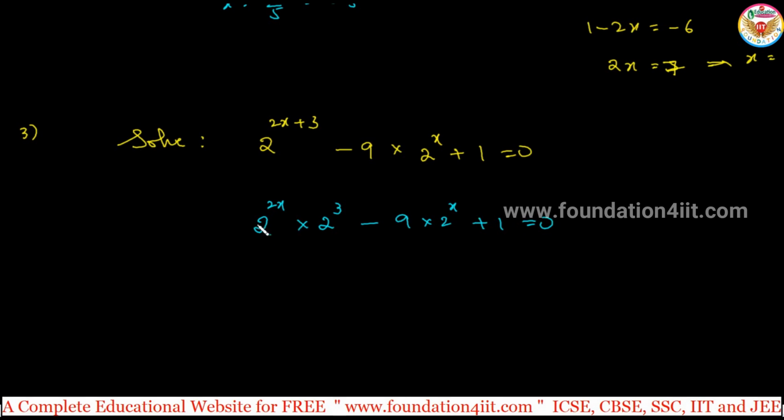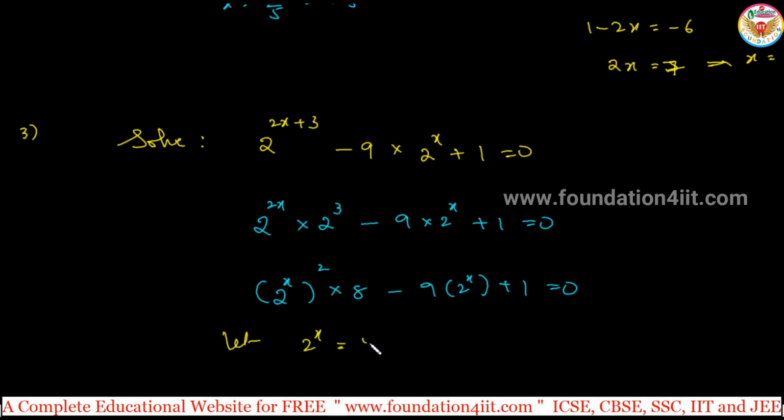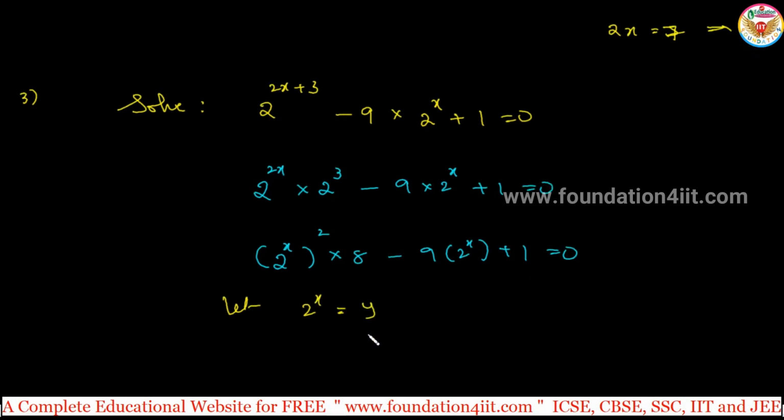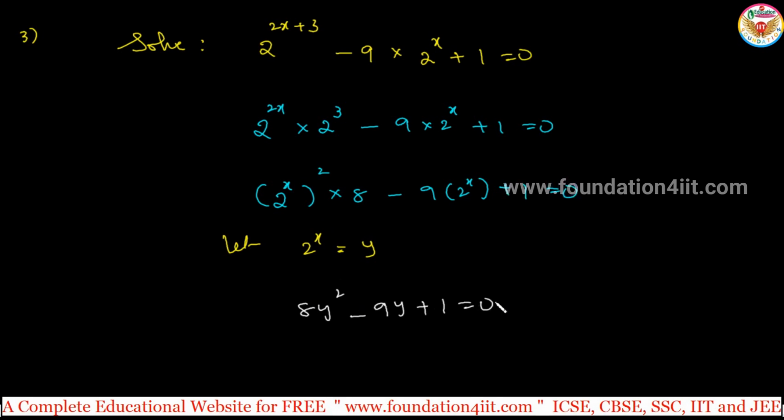And 2 power 2x we can write as 2 power x whole square into 2 cube, which is 8, minus 9 into 2 power x plus 1 is equal to 0. Here let 2 to the power x be y, because you are getting a quadratic equation. In the place of 2 power x you can take y, then y square into 8, 8y square minus 9y plus 1 is equal to 0. This you have to factorize now.